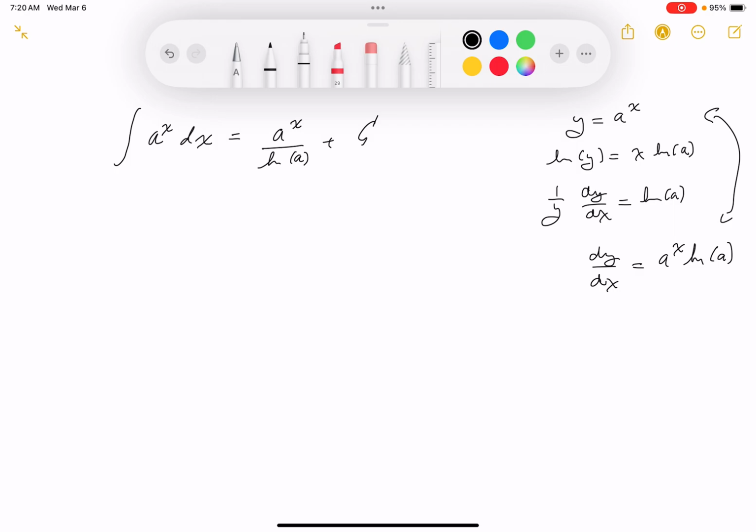Now someone says, could you check that? Of course I can check it. How do you check it? You differentiate it. Well, let's just go through that. If I differentiate that, what do I get? I get a to the x times ln a over ln a plus 0. This cancels out, and I get what I want. So I know my antiderivative at this point.